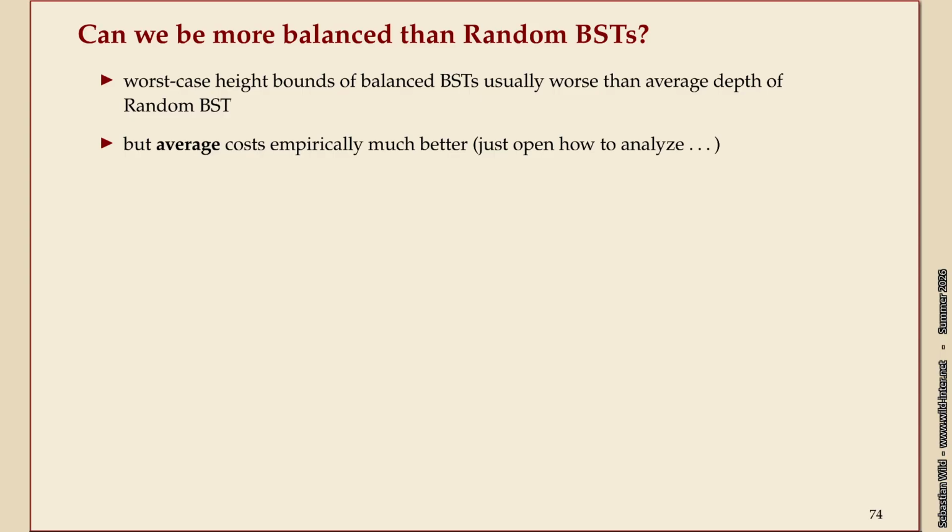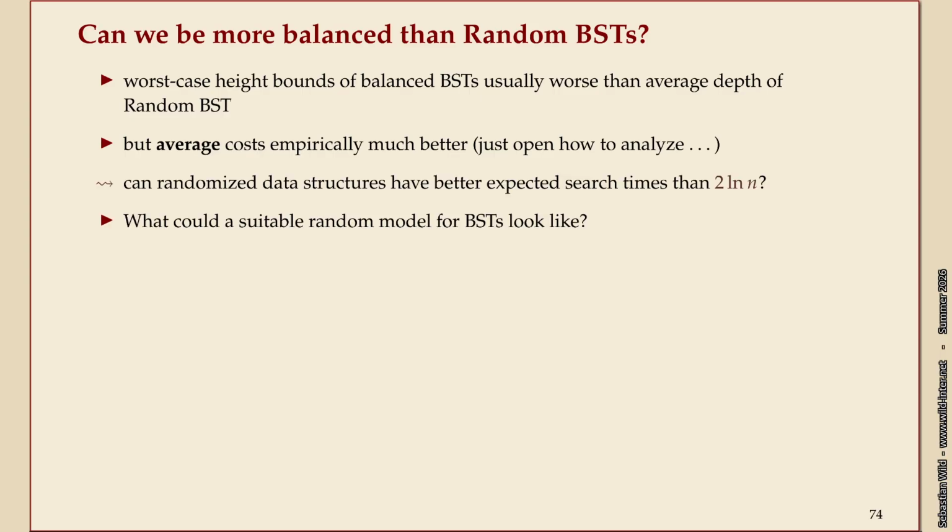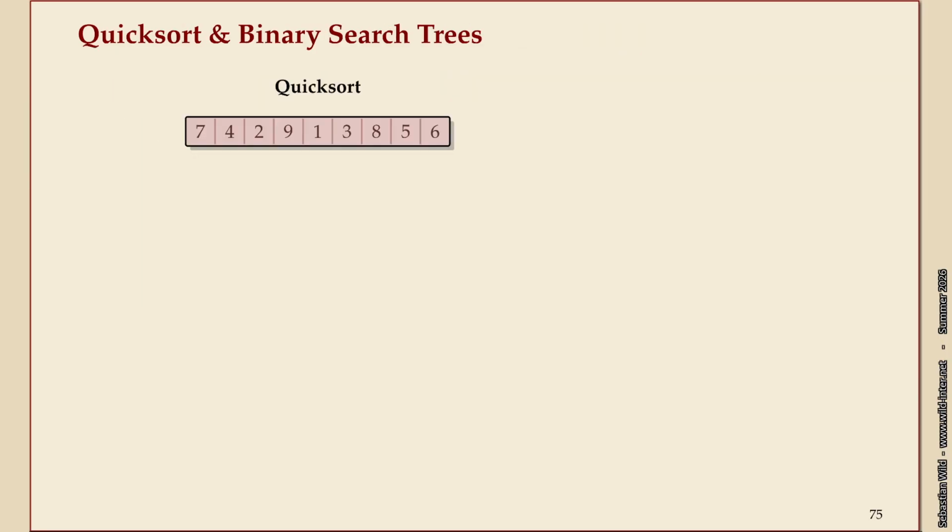And one thing you can do is try to pick a different model of the search tree shapes, one that is even more balanced than these random binary search trees. For that, let me take a quick digression.